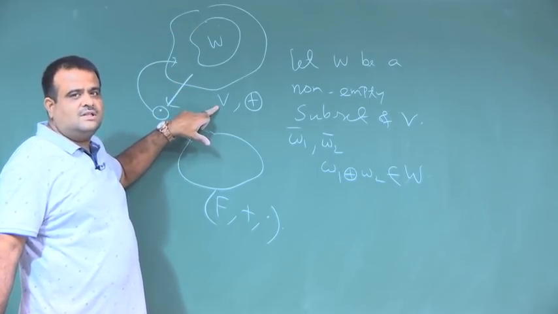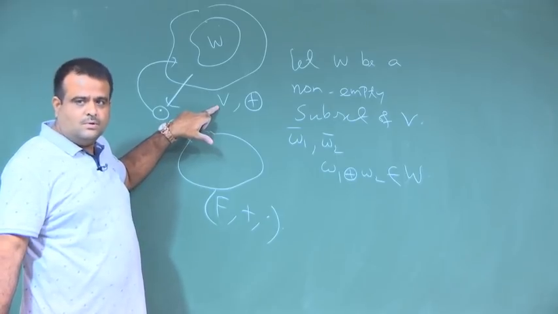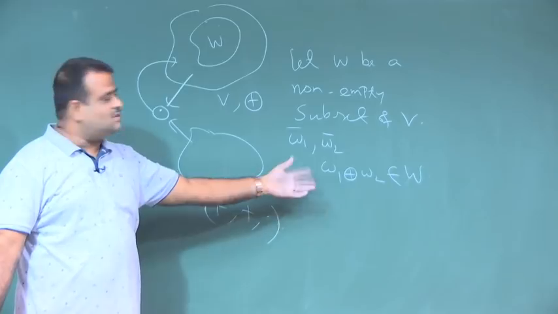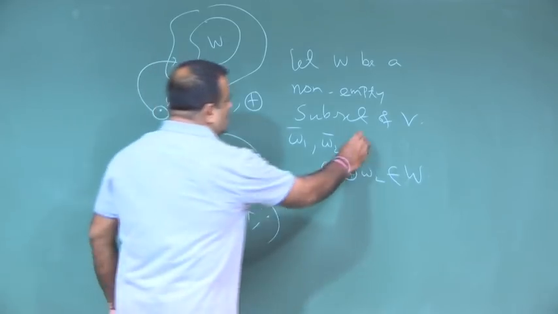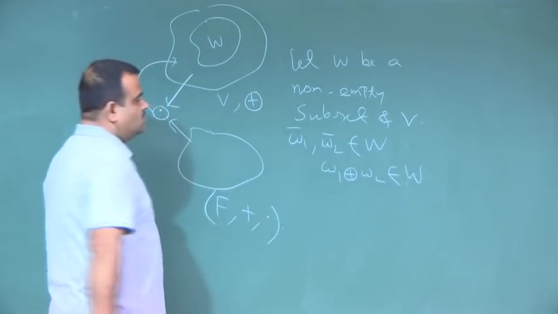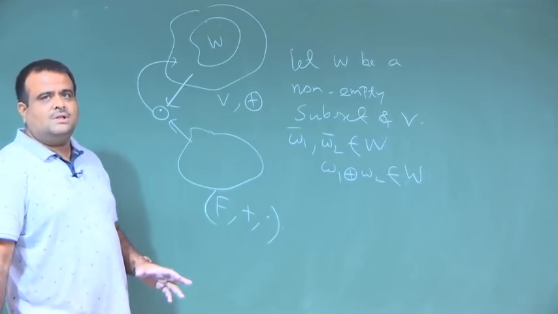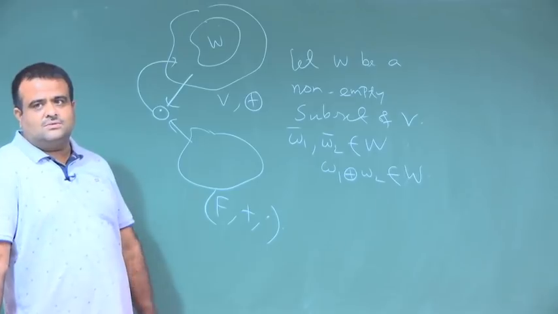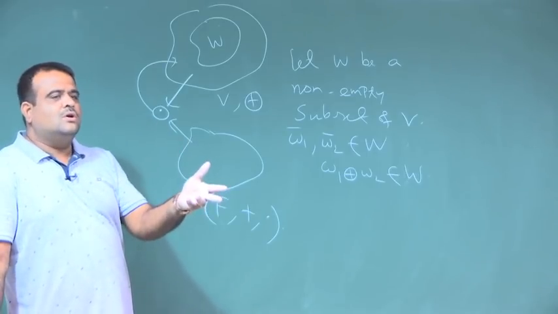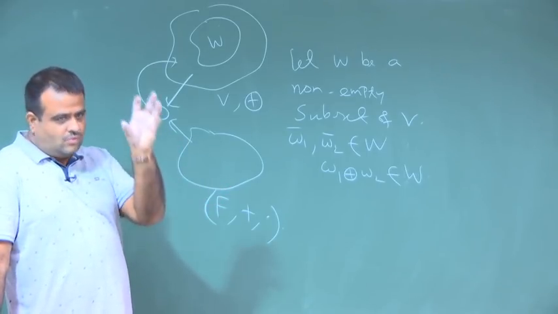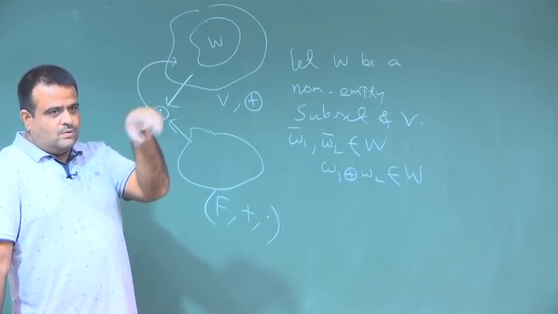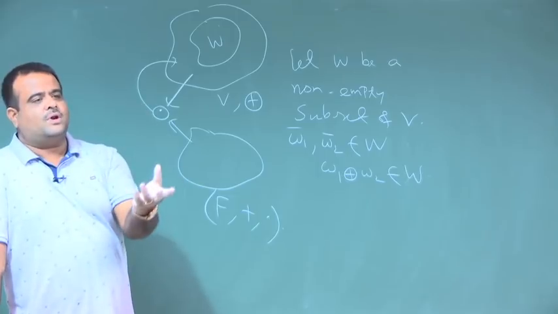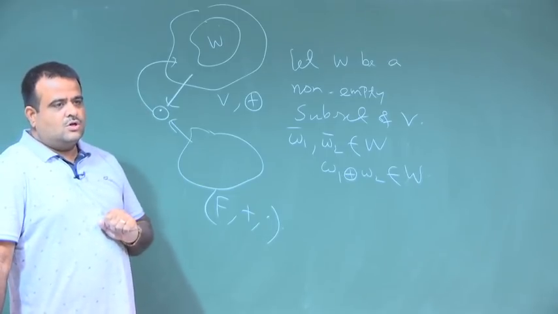It is not necessarily an element in W, but if it happens to be an element in W, and if this is true for all W1, W2, then W is called stable under this plus operation. Then we can have an induced function: we consider only those elements of W, take two elements from W and operate, and we get another element from W.